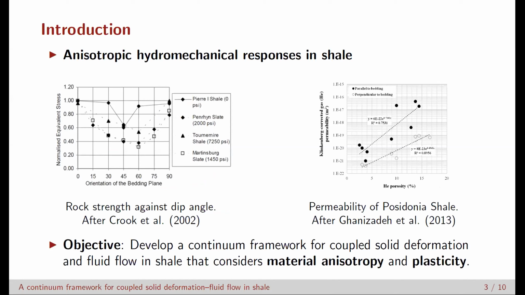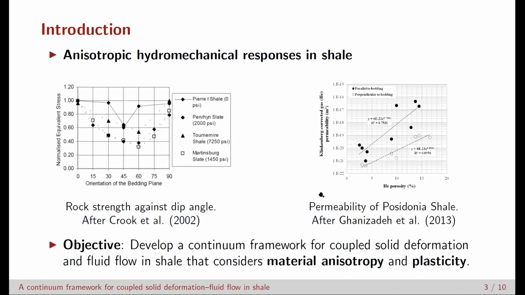Laminated structures in shale will influence both shale's mechanical behavior and transport properties. As revealed in the left figure, rock strength of shale is dependent on the bedding plane orientation embedded in the test sample, measured in a conventional triaxial compression test, exhibiting a U-shaped variation curve.